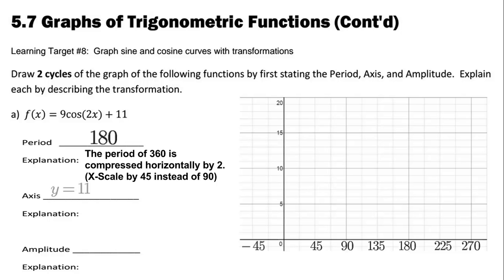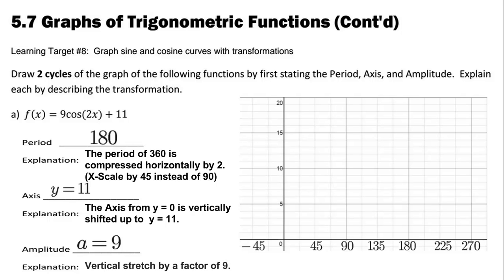The axis of the curve is 11. The reason why the axis of the curve is 11 is because the plus 11 on the end tells us we've got a vertical shift up 11. So the axis of y equals 0 is actually going to be shifted up 11. And the amplitude is 9. And the reason why the amplitude is 9 is because the base graph, which has an amplitude of 1, is being vertically stretched by a factor of 9.